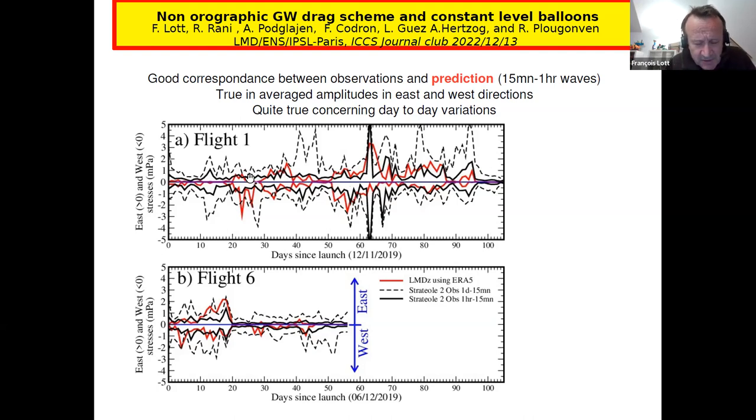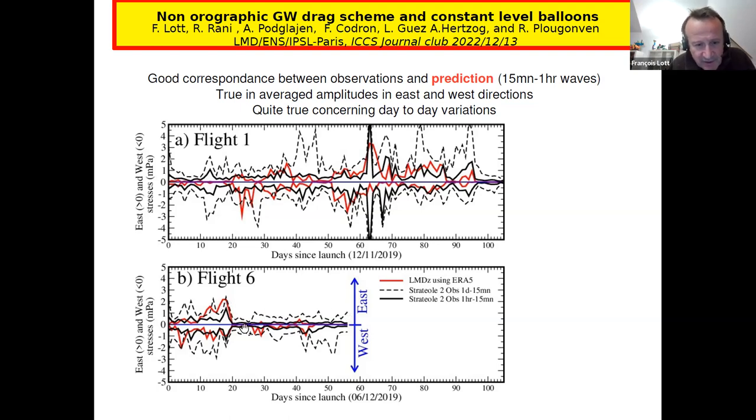What first surprised us was that the amplitude is not that bad. You have a scheme here that is producing a quasi-biennial oscillation in a model, and it was only tuned for that, without observations. Then you put some in-situ observation and you have something which is not that bad. Plus there is some correlation. There are periods where you have large momentum flux predicted and large momentum flux measured. This is particularly obvious during flight six, where you have a lot of drag in both observations and prediction.